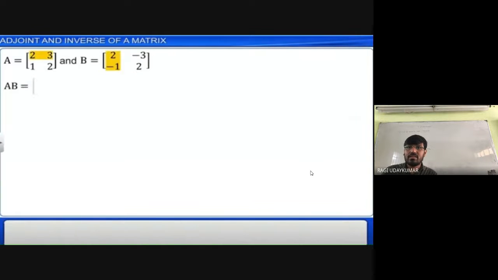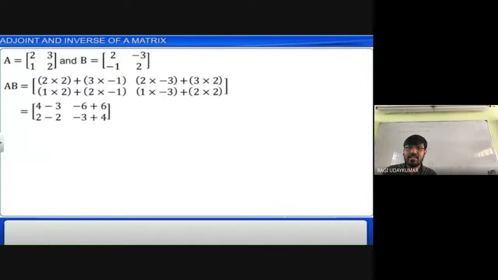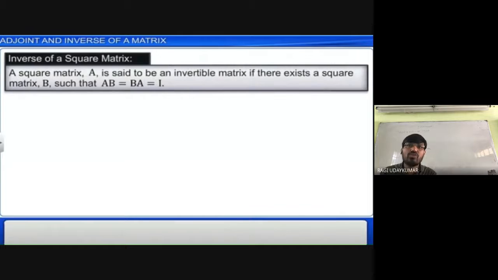Now let us see, here A and B are the two given matrices. Whenever you consider the product AB, here we are finding that the product is equal to the identity matrix. So that means when the product of two matrices is the identity matrix, one is the inverse of the other. In this situation, 2 3 1 2 is the inverse of 2 minus 3 minus 1 2. So the inverse of a 2 by 2 matrix is an easy task for you to find.